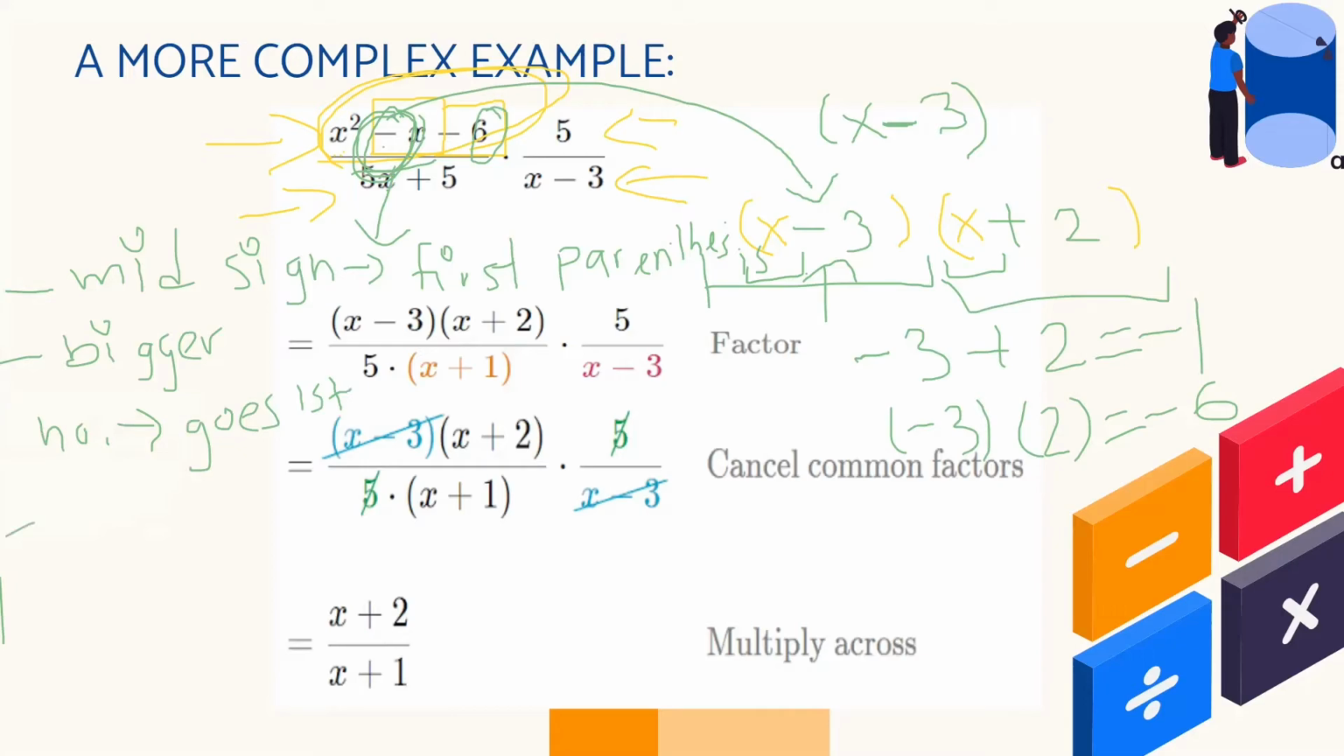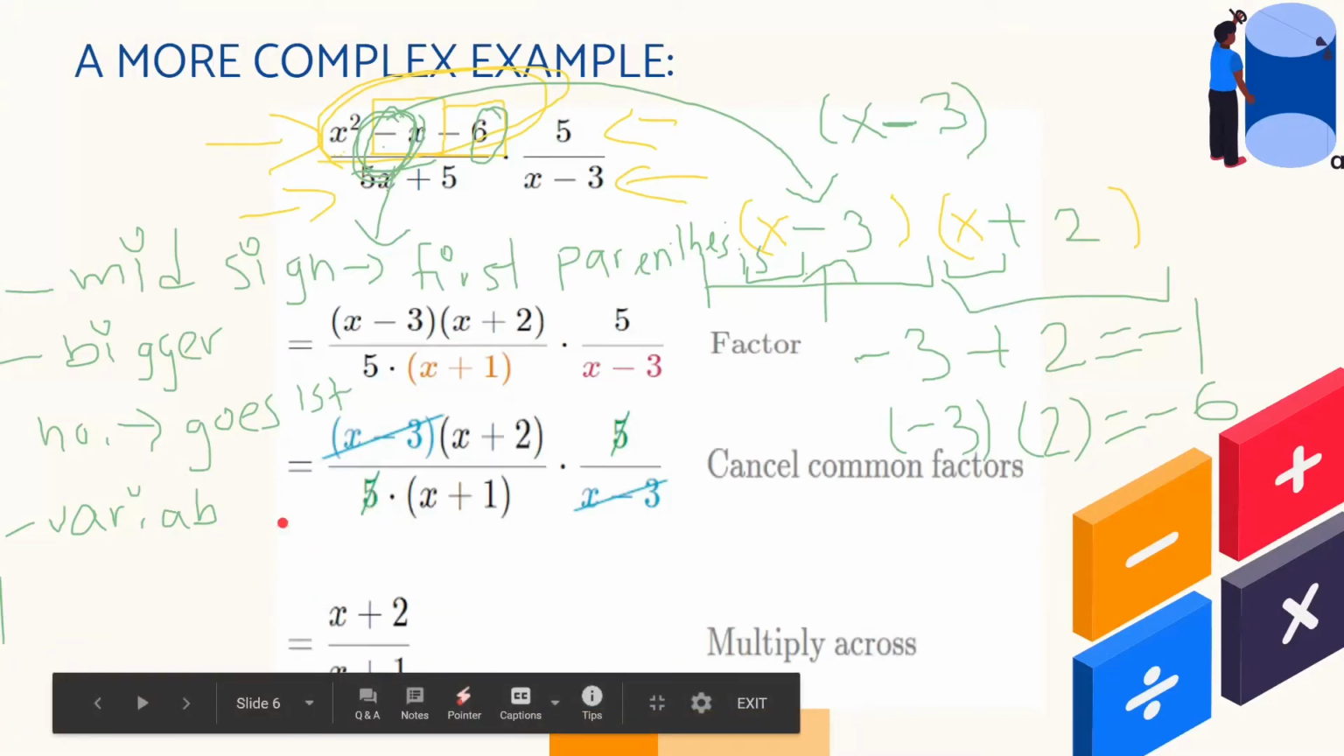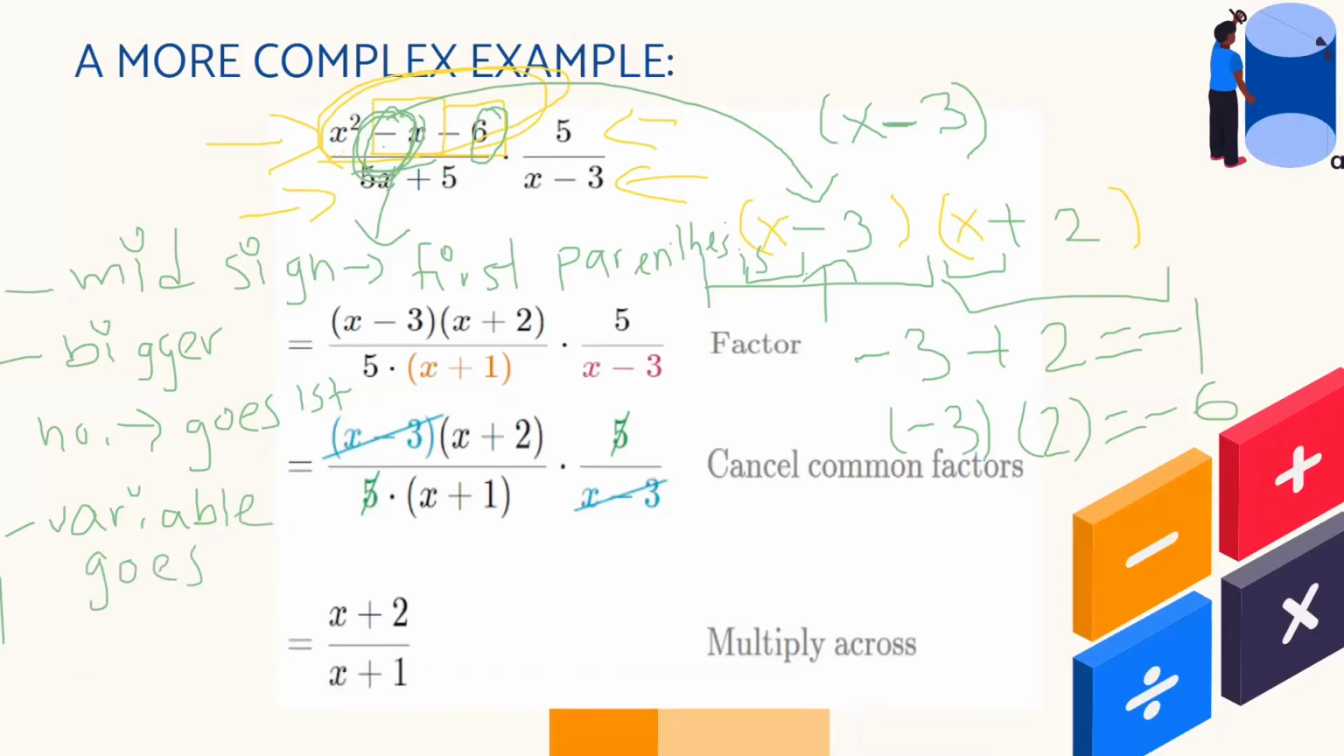And another thing that I told you is the variable goes first. The variable should be the first thing that you put in the parentheses. Right? This was a review from the factoring lesson that we did before.